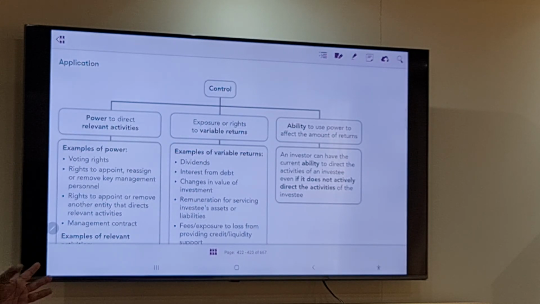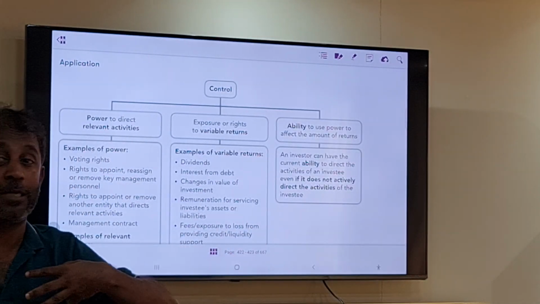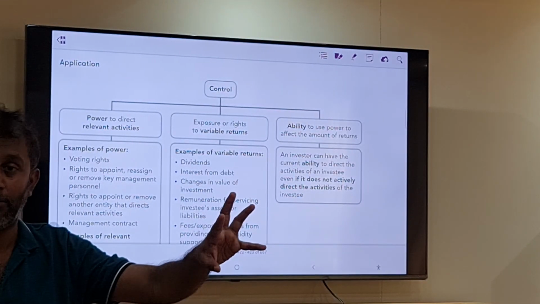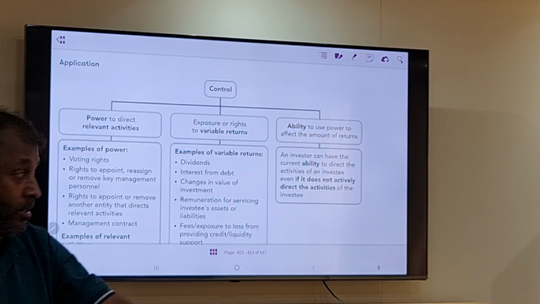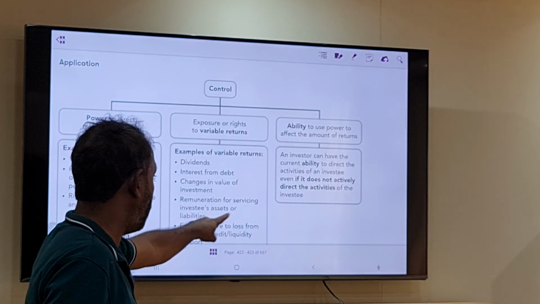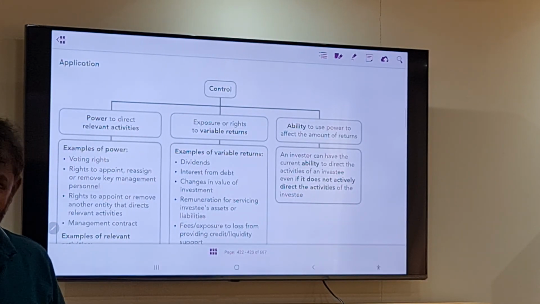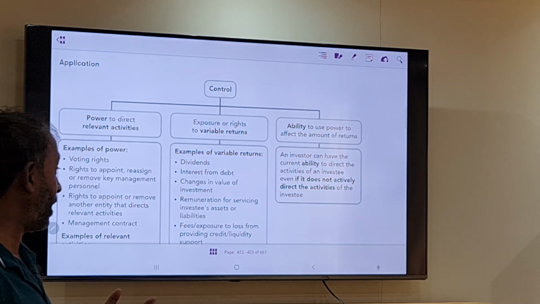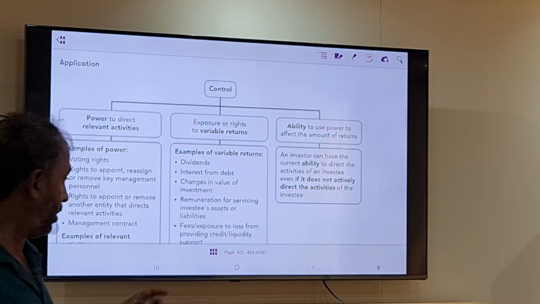Then the second one, exposure or right to variable returns, the profits. They have the right to receive the dividends. They also have the right to receive interest from any investment that they make as a loan. And the changes in value of the investment, they can decide: okay, 1 million I invest, I will remove 200,000. No, I will put another 500,000. Then remuneration for servicing investee assets or liabilities. You decide that, and I am managing that, so I will take a salary.